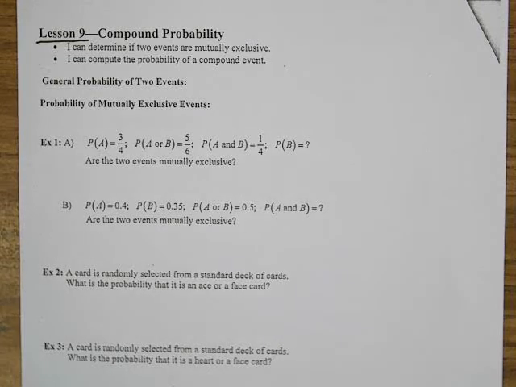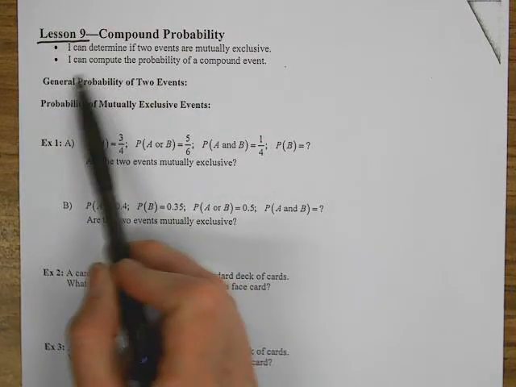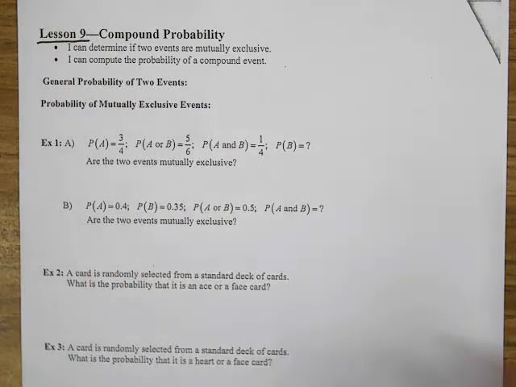Okay, this is lesson 9 from our probability unit. You can see we're going back to probability. Today we're going to talk about compound probability. So it says I can determine if two events are mutually exclusive. That's important because that will depend on how we calculate the probability. And then of course I can compute the probability of a compound event.